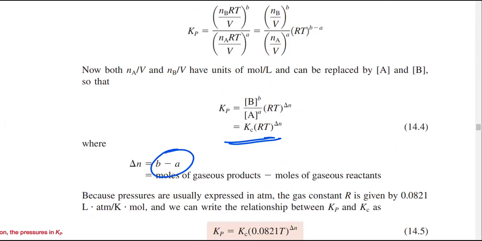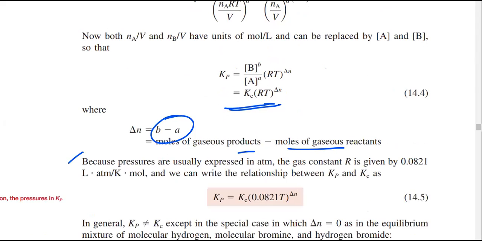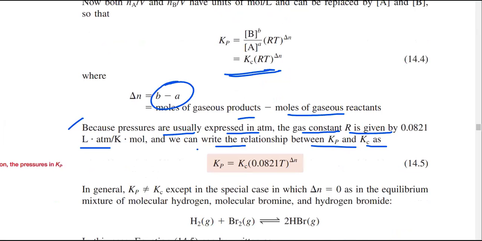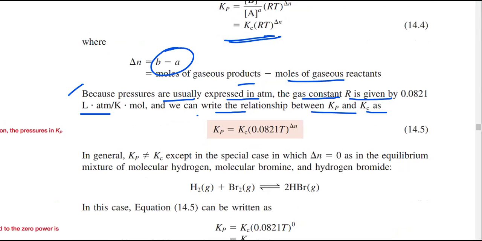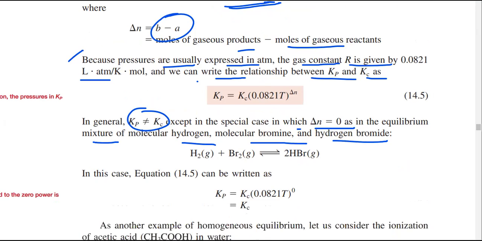Finally, we get the relation Kp is equal to Kc into (RT) to the power delta n, where b minus a is the number of moles of gaseous products minus the number of moles of gaseous reactants. Because the pressures are usually expressed in atmospheres, the gas constant R is given by 0.0821 liter atmosphere per Kelvin per mole, so we can write the relationship between Kp and Kc as Kp is equal to Kc into (0.0821 T) to the power delta n. In general, Kp is not equal to Kc except in the special case where delta n is 0, as in the equilibrium mixture of molecular hydrogen and molecular bromine to give hydrogen bromide, where the delta n value becomes 0.